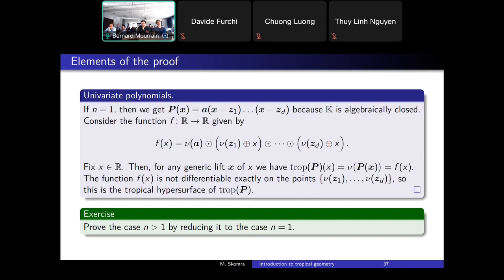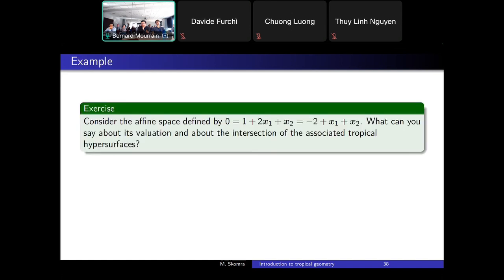Okay, so now we have the first theorem that the tropicalization of a hypersurface is a tropical hypersurface, right? So the valuation of a hypersurface is a tropical hypersurface. And this tropical hypersurface can be nicely described just by taking a polynomial and applying the valuation to the coefficients. Okay, so now let us try to generalize this theorem. So now let us take two polynomials. And okay, let us take two affine polynomials for simplicity. So now consider the affine space defined by this. So what can we say about its valuation and about the intersection of the associated tropical hypersurfaces?